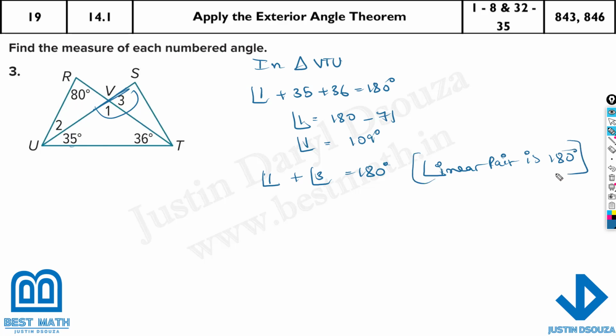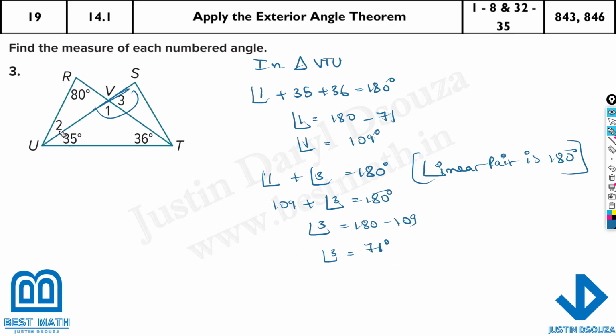Okay, that's the thing. So now I can substitute what is 1, that is 109 degrees plus measure of angle 3 will be equal to 180 degrees. Let's take it to the other side. Measure of angle 3 will be 180 minus 109. So measure of angle 3 is equal to 71 degrees. And what else do we have to find?